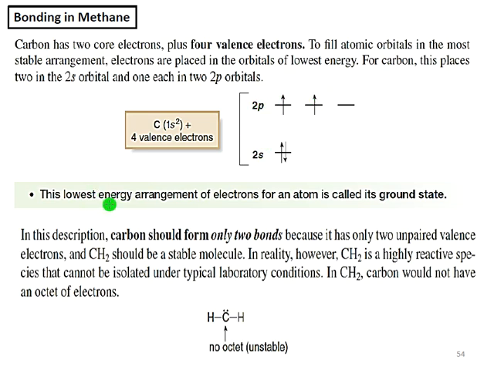Okay, this lowest energy arrangement of the electrons for an atom is called the ground state. Okay, that means the figure here is the ground state. But in the ground state, if you look here, to make new bonds with another atom, the carbon will use the single electrons.